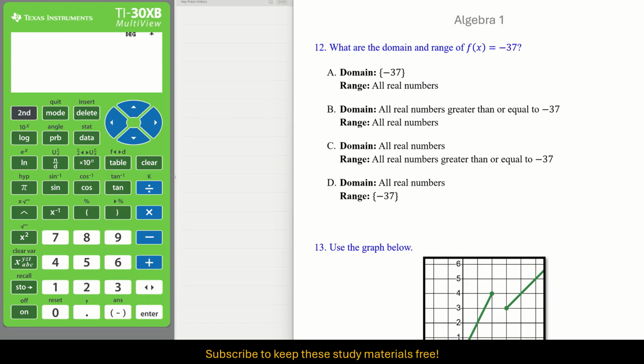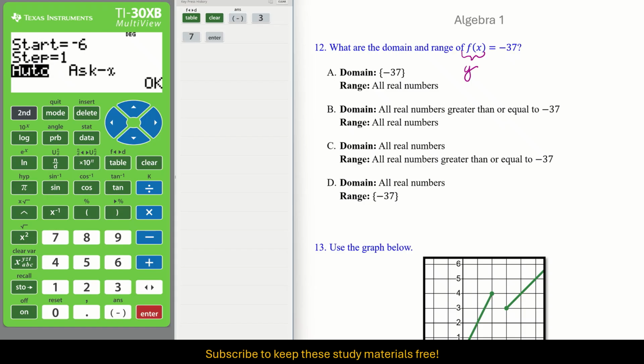Okay, first thing we need to note is that f of x can be used interchangeably with y. So use your table and get rid of or clear out whatever is there, and just put in the negative 37. It's y equals negative 37. So negative 37 and enter.